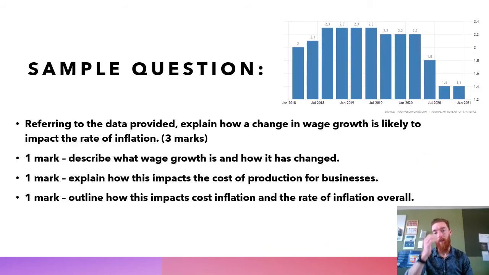To look at where you get marks in this: you describe what wage growth is and how it has changed. So you'd want to say what wages are, what it means when they go up, and how it's changed based on that data. Explain the impact on cost of production for businesses for your next mark, and how that impacts cost inflation, because we're talking supply side, and the rate of inflation overall. Because we're not talking about the goal, you don't have to define the goal, just say how it impacts the rate of inflation overall.